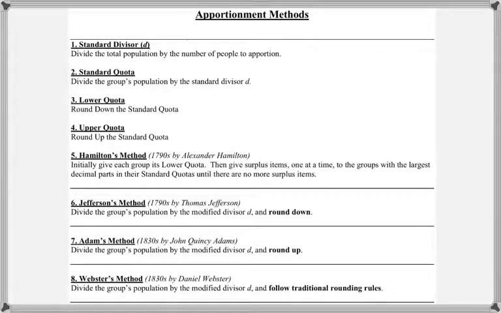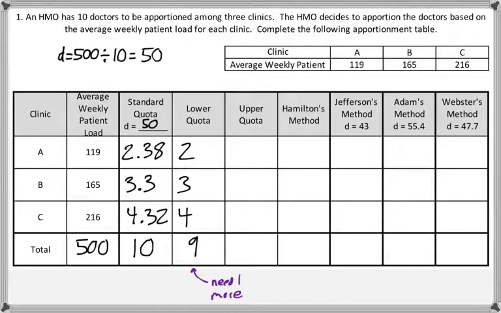Next is the upper quota, which says we need to round up the standard quota. So I want to look at the numbers in the standard quota column and round them up. 2.38 rounds up to 3, 3.3 rounds up to 4, and 4.32 rounds up to 5. If I add these up, I get 12. Now that's more than the 10 doctors that we have, but that's okay for this column.